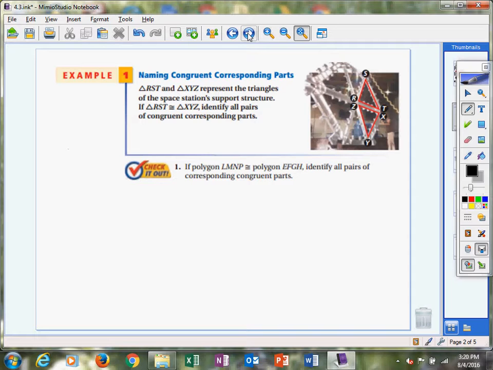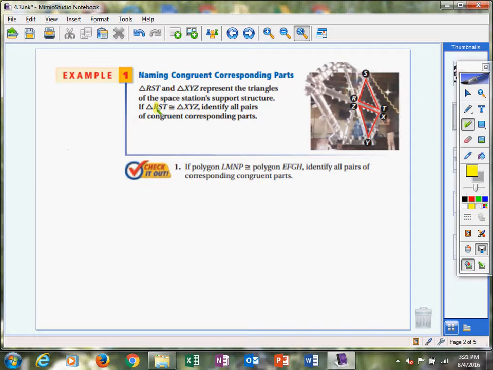Name the congruent corresponding parts of triangle RST and triangle XYZ, which represent the triangles of the space station support structure. If triangle RST is congruent to triangle XYZ, identify all pairs of congruent corresponding parts. Now, if you would like to color code, I'm going to change to a highlighter, and I'll stick with yellow since that's the color that's there.